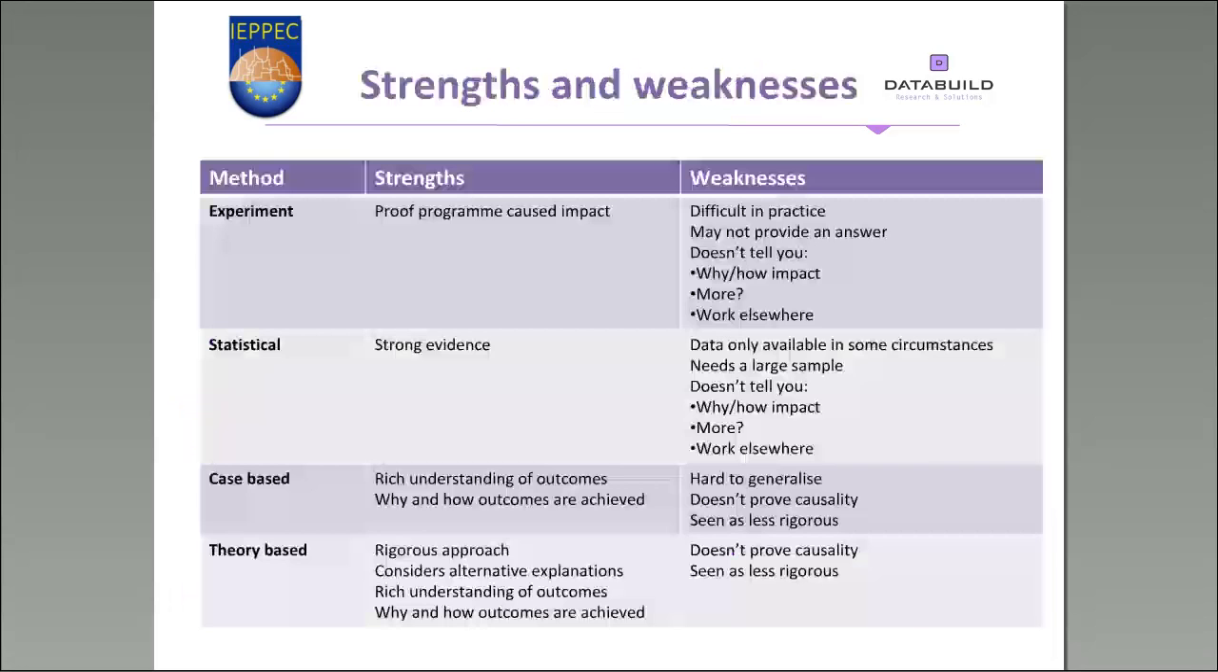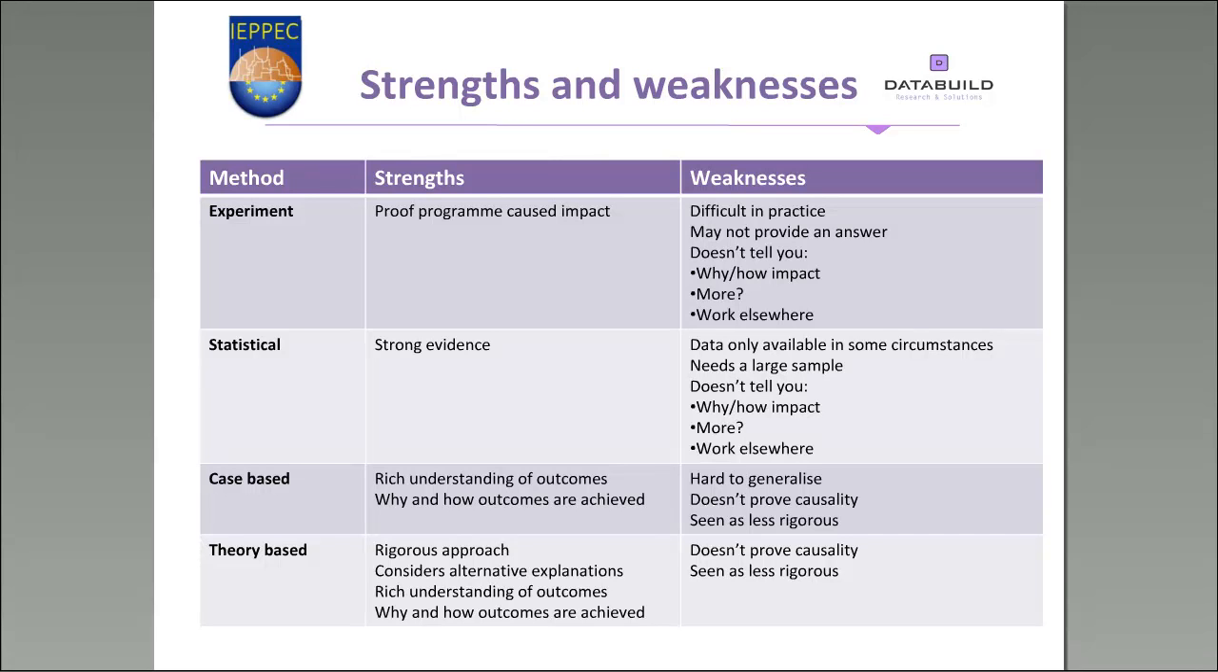So if we look at these 4 approaches, they've all got strengths and weaknesses. The experimental method is proof, that's fantastic, but it's difficult in practice. It also might not provide an answer, so you might run your experiment and not find a statistically significant difference. So you're back at square one if you do that.